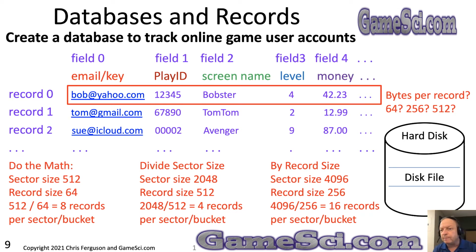What if I had a different number of bytes per record? What if I had 64 bytes per record, or 256 bytes per record, or 512 bytes per record? Well, it depends on your disk sector size now, doesn't it? Do the math. If my sector size is 512 and my record size is 64, it means I should pack 512 divided by 64, or 8 records per sector or bucket. What if I had a sector size of 2048 and a record size of 512? What would I do then? I would divide 2048 by 512 and I would try to store 4 records per sector or disk bucket.